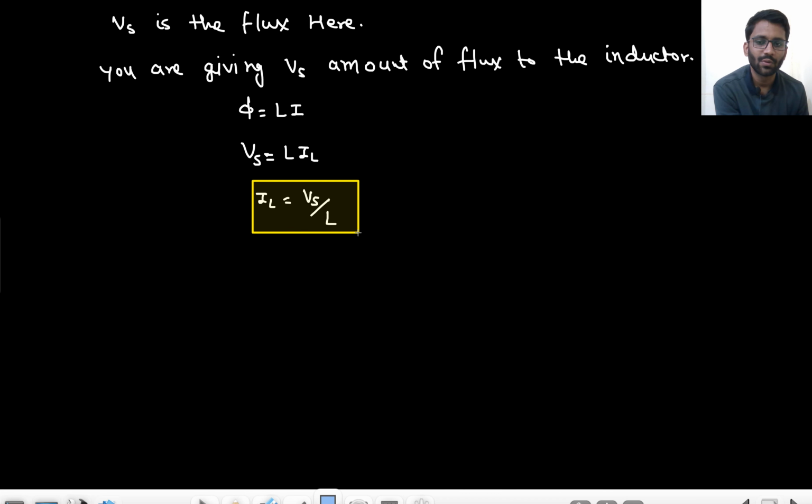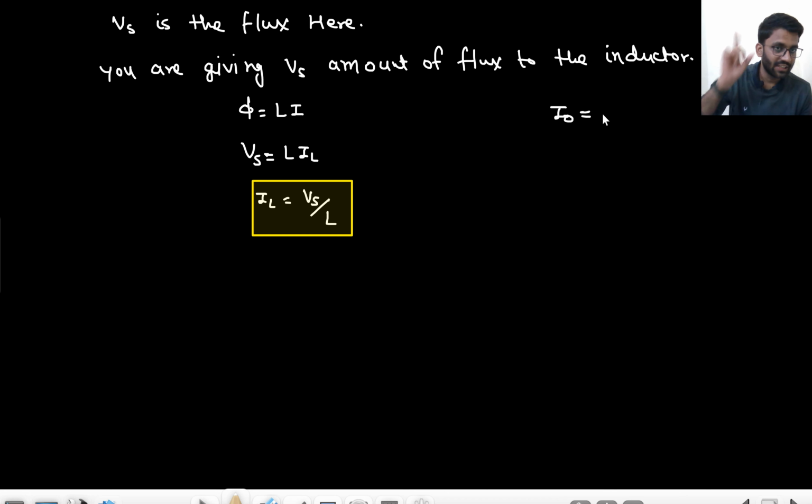So what did you do? You just gave the Vs amount of flux in no time, and in no time the current is increased to Vs by L. What you were doing earlier? You were giving I naught amount of charge in no time to the capacitor. So voltage was increasing from 0 to I naught by C. Here what you are doing? You are giving Vs amount of flux to the inductor in no time. So the current is increasing from 0 to Vs by L. Are you getting my point?